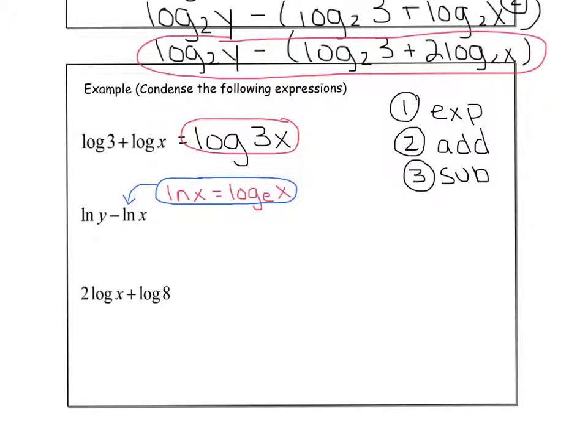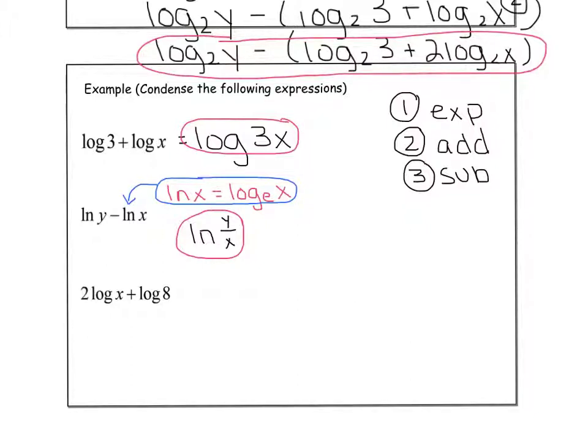So here, since we have subtraction only, we're going to change that into division. So we have the natural log of y divided by x. And that would be your final answer because we have no exponents, we have no addition, and no more subtraction.